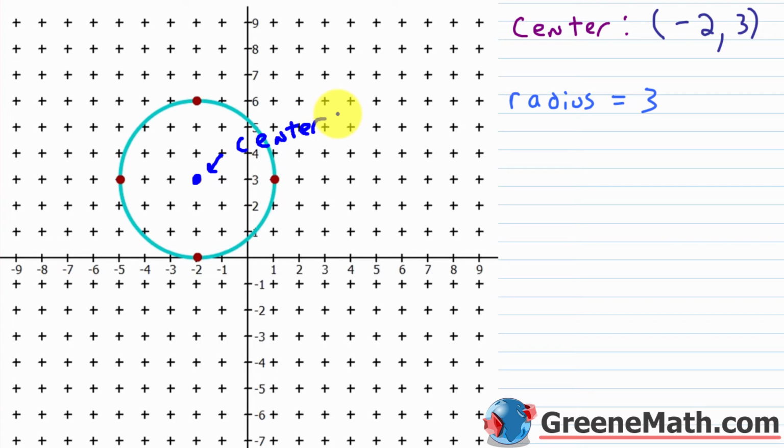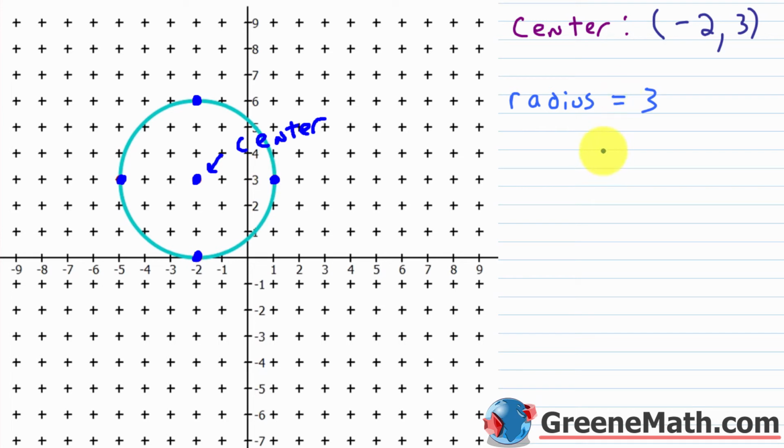And then the radius is 3. So again, to make those 4 points, from the center, I'd go up by 1, 2, 3. I would go down by 1, 2, 3. I would go to the left by 1, 2, 3. And I would go to the right by 1, 2, 3. So very easy once I have that.